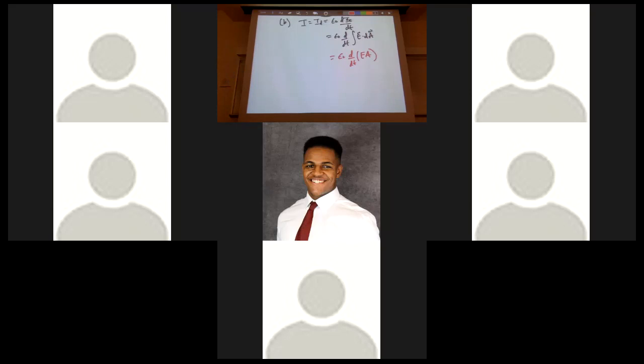Here, what's changing is simply the electric field. The area is not changing. I'm not changing the size of the plates. All I'm changing is the electric field. So this is then going to be epsilon naught times the area times the time rate of change of the electric field, which means then that the time rate of change of the electric field is equal to the displacement current, or the current, divided by epsilon naught times the area.